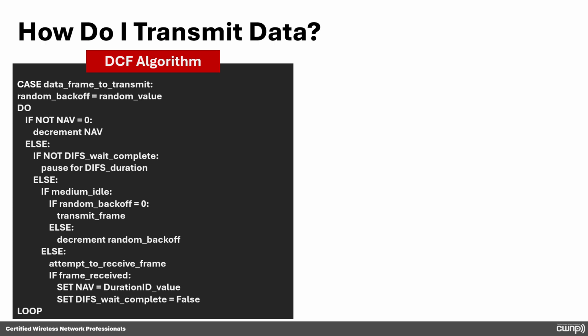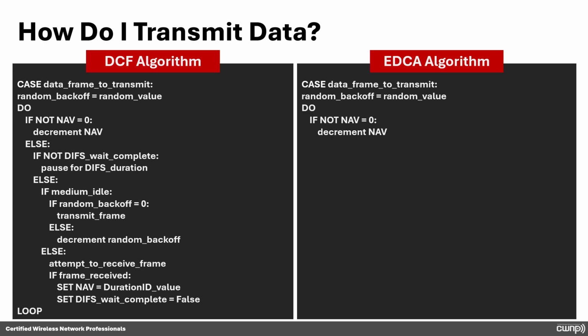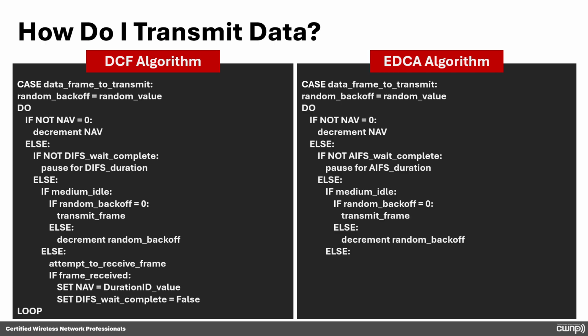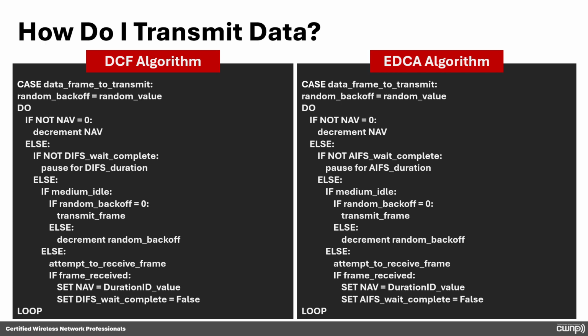Now let's see the EDCA algorithm. This might surprise you. Wait, it looks exactly the same, except we've changed DIFS to AIFS. Well, that's because it is once a frame has been chosen for transmission. So once a frame has been chosen for transmission from one of the EDCA queues, then the algorithm is the same, except we're using an arbitration interframe space instead of a DCF interframe space.